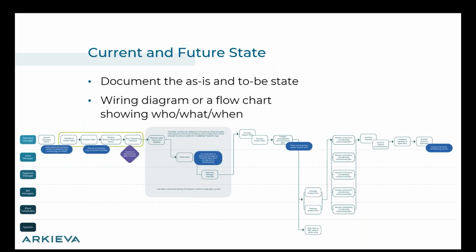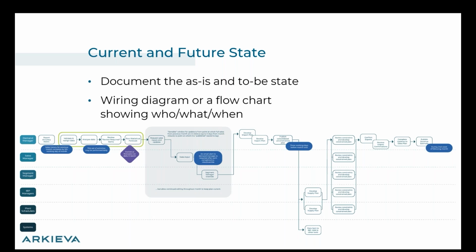All right, so let's talk about documenting the current state and the future state, or as-is and to-be. There are many different methodologies around this. My favorite methodology is to create a wiring diagram or a flow chart showing clearly who, what, when. And so you may start with the current state, and that may be very simple, because companies may be coming from a Microsoft Excel viewpoint, and they might have only 5 steps.